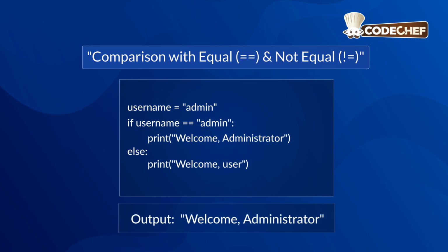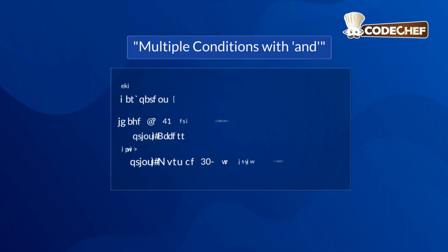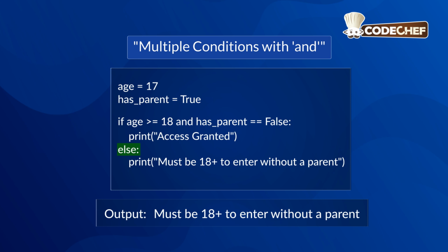Remember, you can also use the not equal operator to check if a value is anything other than a specific one. Sometimes you have multiple rules. A movie theater might require you to be 18 to enter alone. We use the and keyword to combine conditions. We check if the age is 18 or older and if they are alone. In this case, the age check is false, so the entire if statement fails. The code moves to the else block, clearly explaining why access was denied.